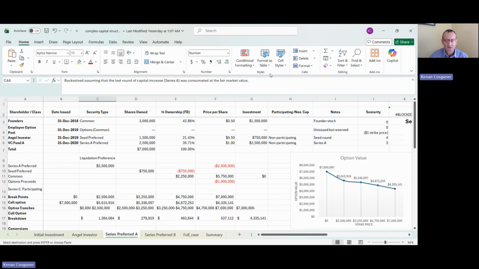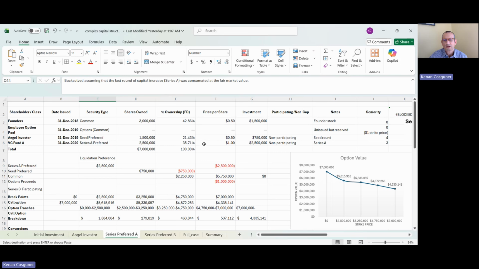After seed series, the company needs additional capital. It decides to run a Series A round. Now, an institutional fund invested in the company. The investment amount is 2.5 million. Price per share is $1.